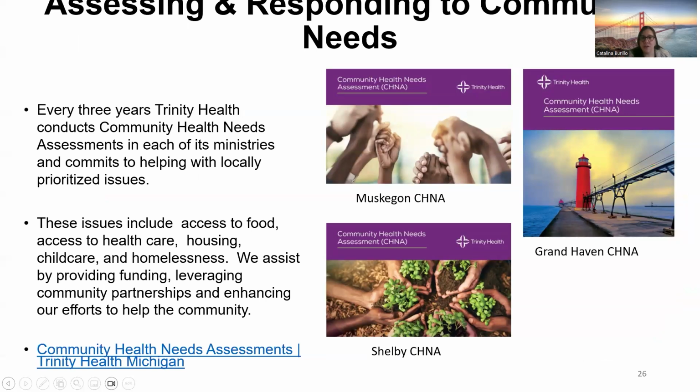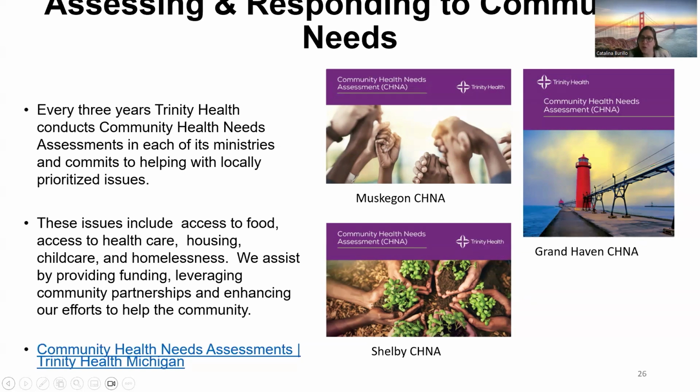So every 3 years, Trinity Health conducts a community health needs assessment in each of its ministries and commits to helping with locally prioritized issues. The 3 that you see on the right-hand side are the Muskegon, Shelby, and Grand Haven community health needs assessments. Issues that we've prioritized in the past and currently are access to food, access to healthcare, housing, childcare, and homelessness. And we assist by providing funding, leveraging community partnerships, and enhancing our efforts to help the community.